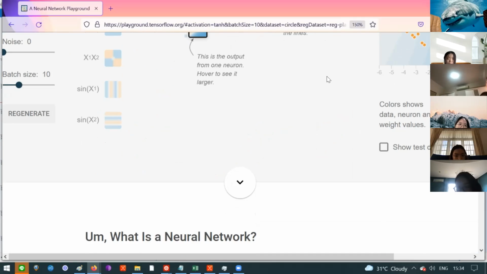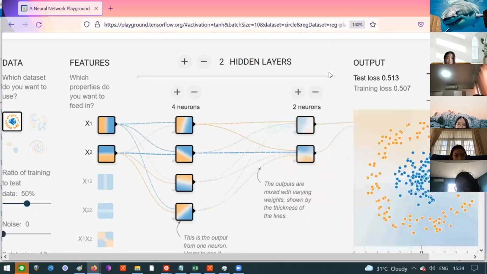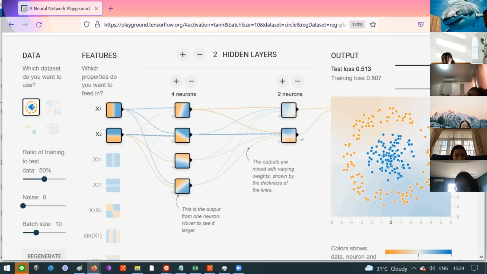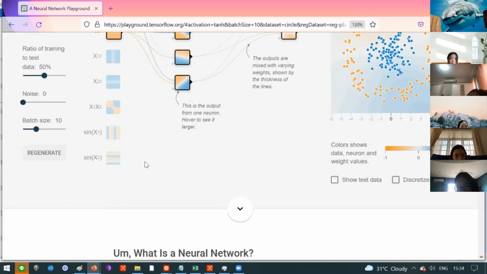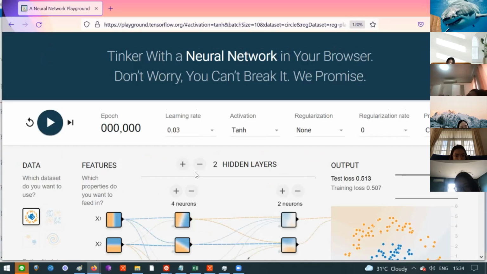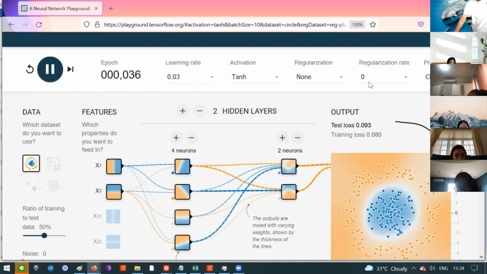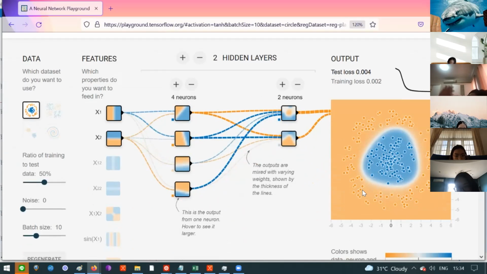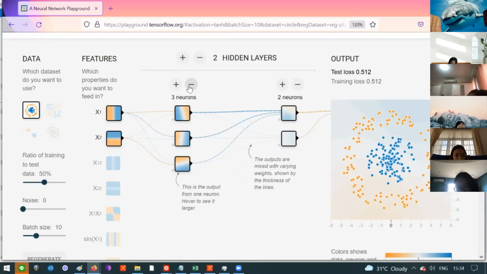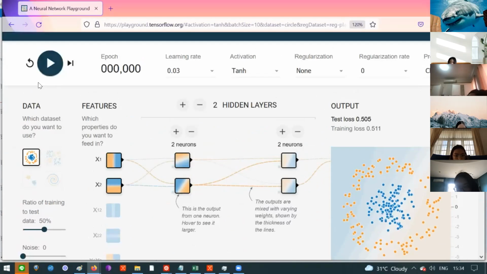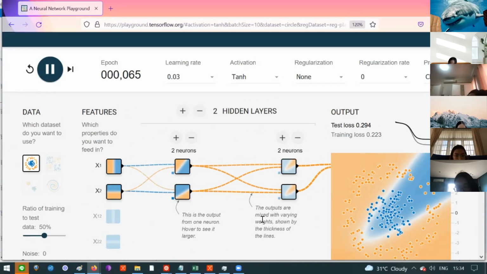This is a simulator. Where's the play button? There should be a play button. There, play button. Okay, so that's not difficult. That's completely doable. Well, it's a bit harder if you have fewer neurons. Yeah, it's kind of hard.